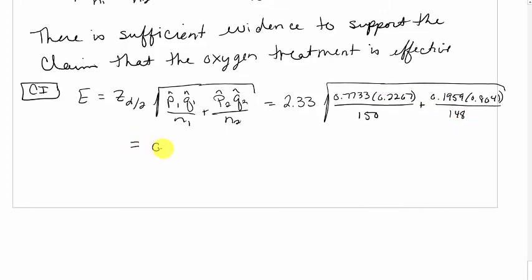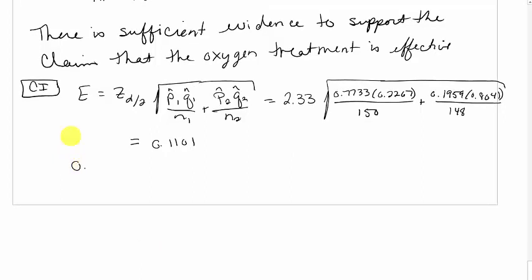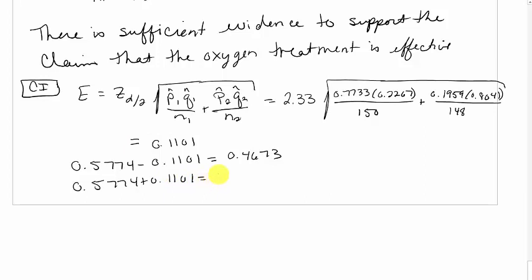So the error that you get here is 0.1101. Now we subtract that from the difference of the numerator in our calculation up above. That difference was 0.5774 minus our error of 0.1101. This gives us 0.4673. And then 0.5774 plus our error, 0.1101. This gives us 0.6875.